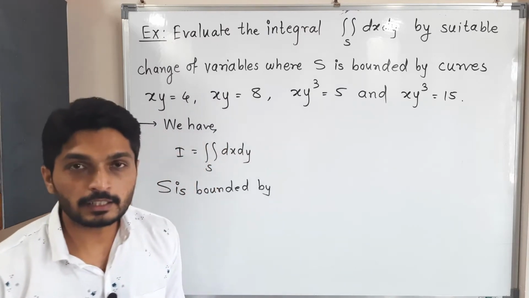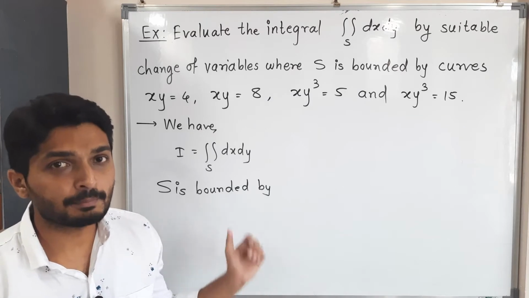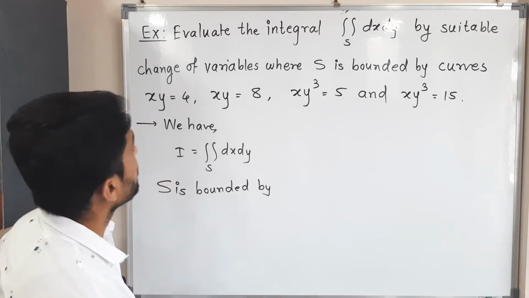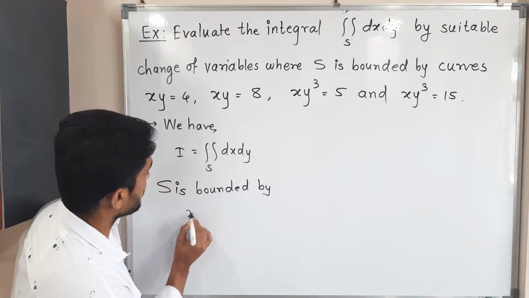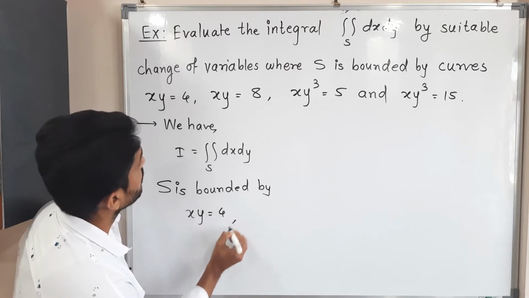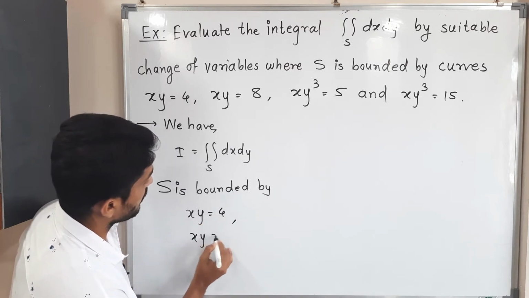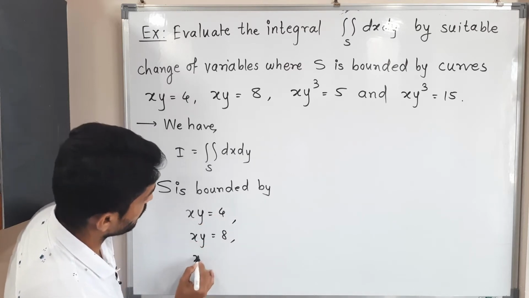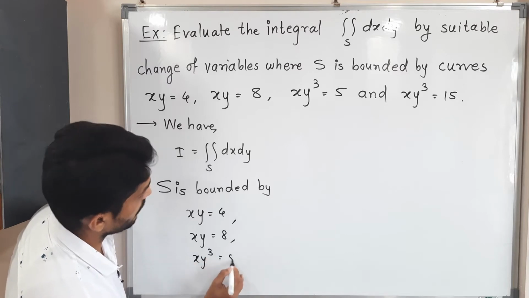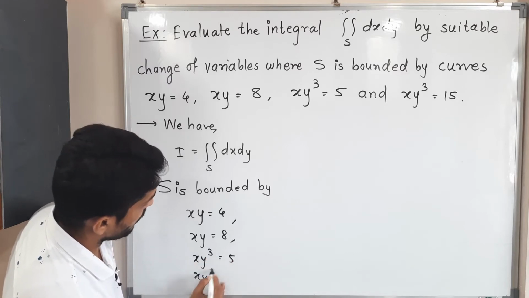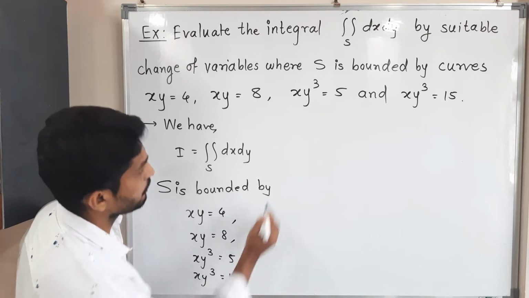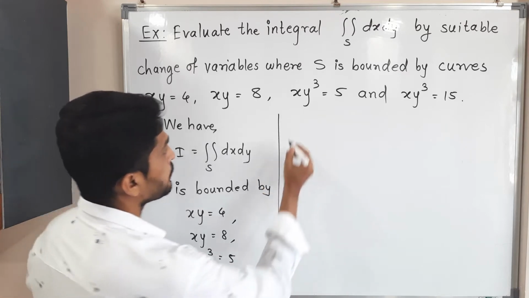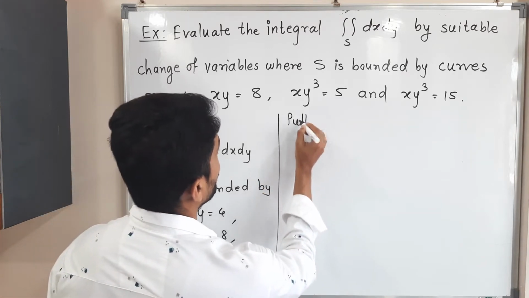I have written the integral here. I will mention the region bounded by what they have given. xy is equal to 4, right? xy is equal to 8 and xy cube is equal to 5 and xy cube is equal to 15. So after that we have to put something, a substitution.